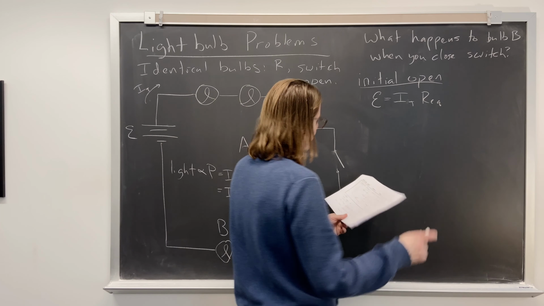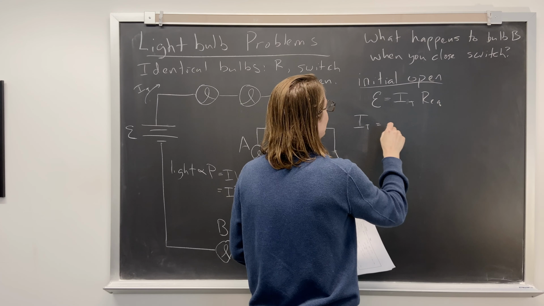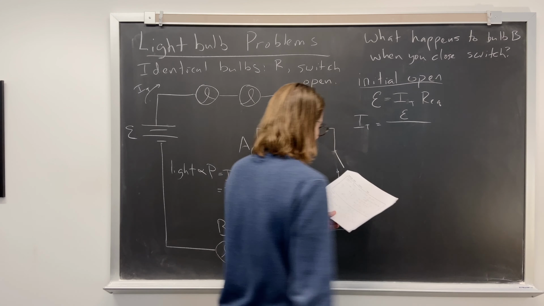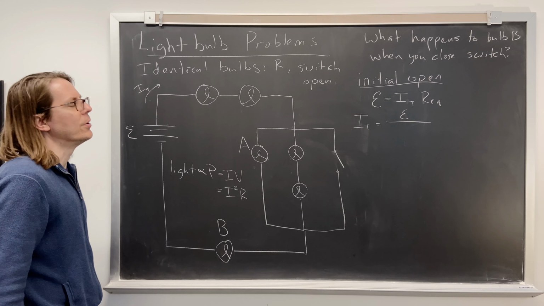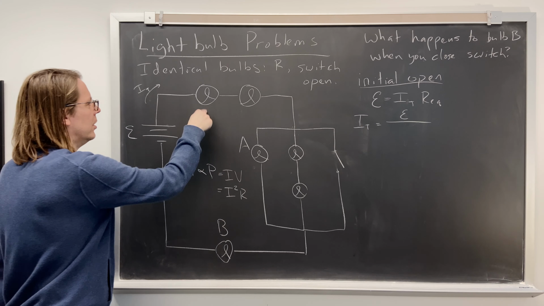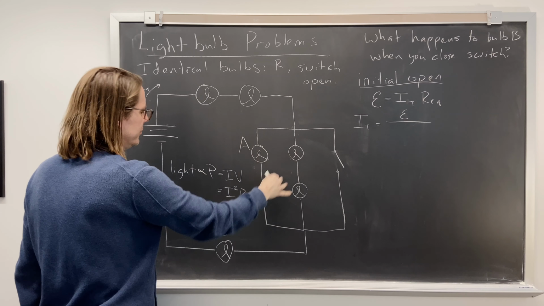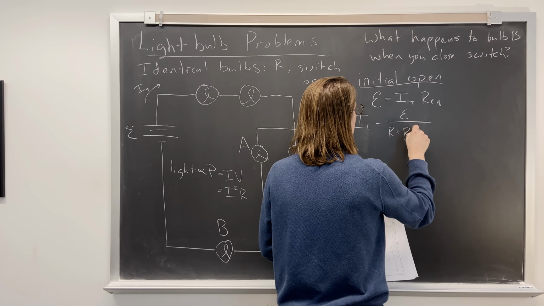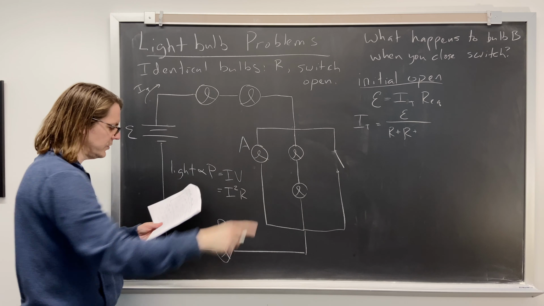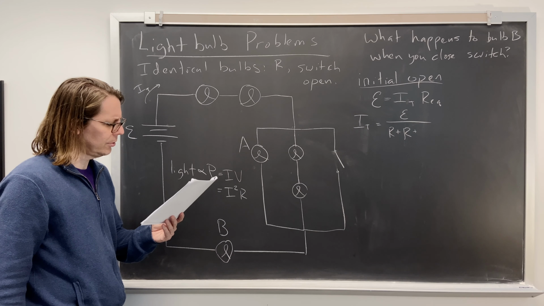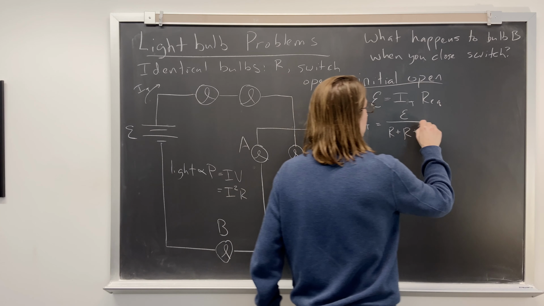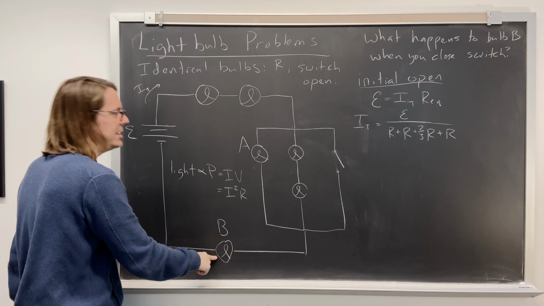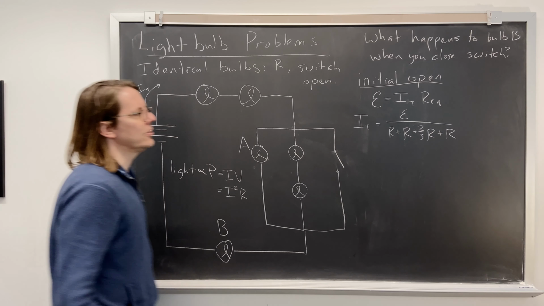Let's say the I total that we care about is the EMF over R equivalent. And R equivalent is R plus whatever this is plus R. So we could say R plus, let's see, this branch, when it's open before we said was 3/2 or 2/3? 2/3. 2/3 R. Plus R. That last R is B. Just to be clear, I'll put a little B here.